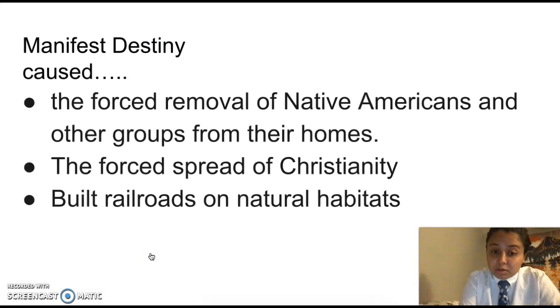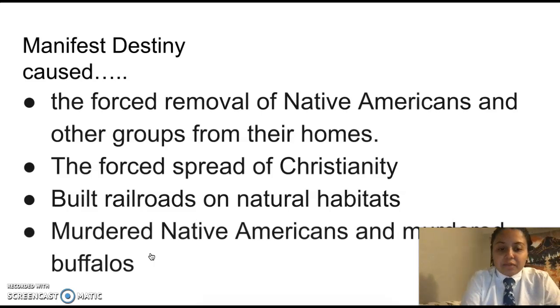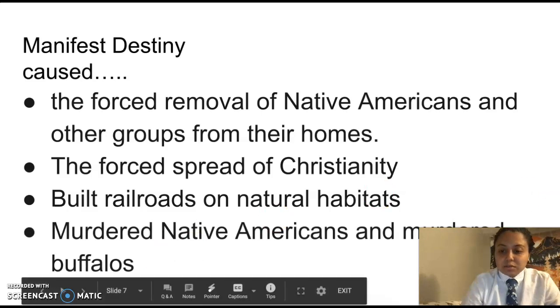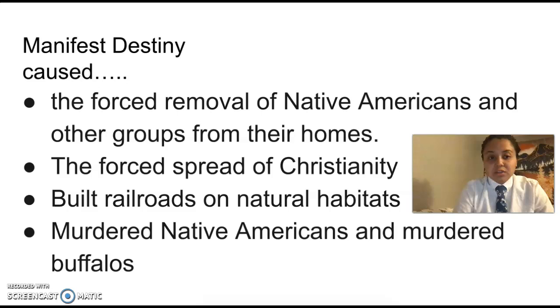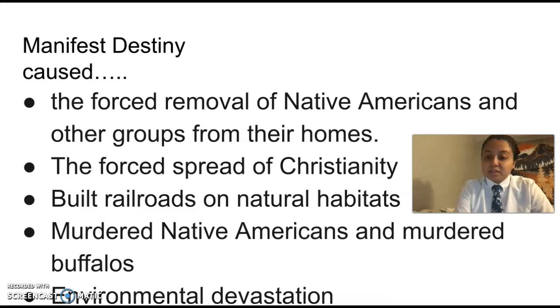It built railroads on natural habitats. So as we can tell, right, if you go back to the image, you can also see that. It murdered Native Americans and murdered buffaloes. Okay, put myself right there. Murdered buffaloes. Okay, these are things that you need to know. These are negative effects that Manifest Destiny brought, right? And environmental devastation. So as we can tell, we see railroads, we see electricity, we just see the buildings of land and things of that sort, and that very much brought a devastation to the environment. So these are negative things that Manifest Destiny brought to our world. There's something to think about.